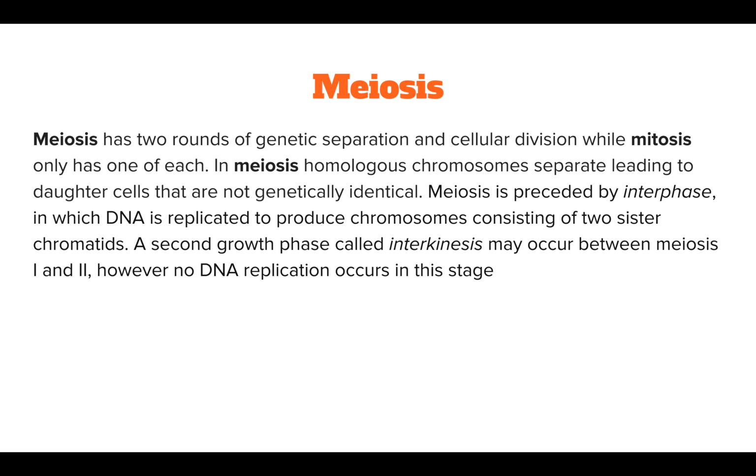And then there's a second growth phase called interkinesis. This is where the cell actually splits, and no DNA replication occurs in this stage. And the biggest difference I'd say between meiosis and mitosis that you should definitely know is that in meiosis, what you're learning about now, there is genetic variation, whereas in mitosis, there's no genetic variation whatsoever. In mitosis, you produce two identical daughter cells, whereas in meiosis, you produce four genetically different cells.